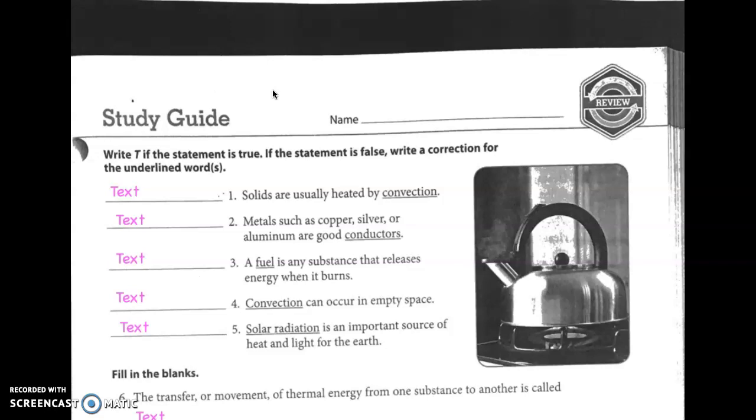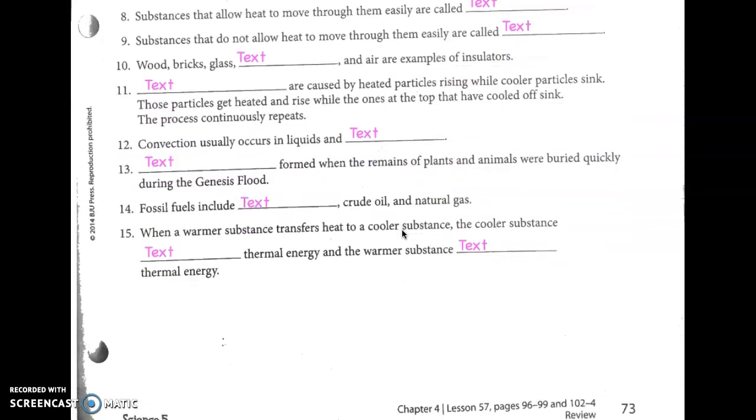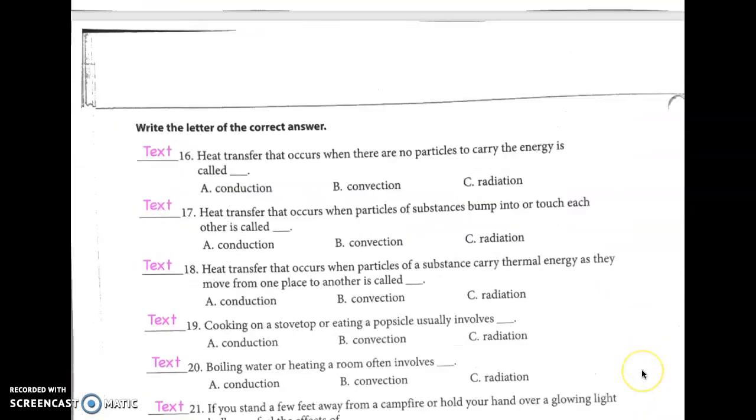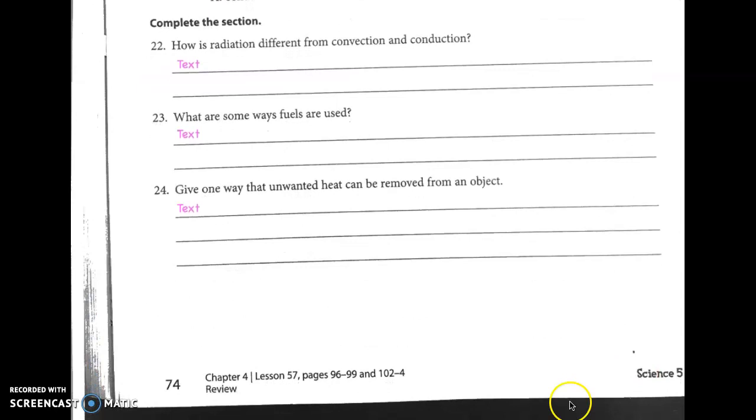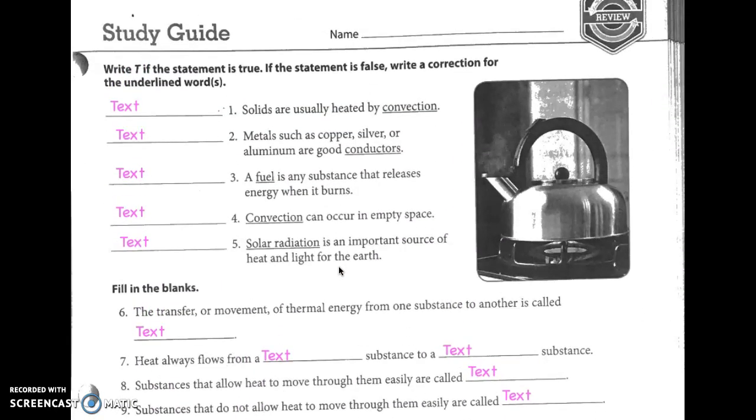So what you'll need is your science workbook scans, pages 73 and 74. So what I'd like you to do first is to pause this video and read through the questions on these pages so you know what to look for, okay? So go ahead and pause the video and resume it after you read the questions.